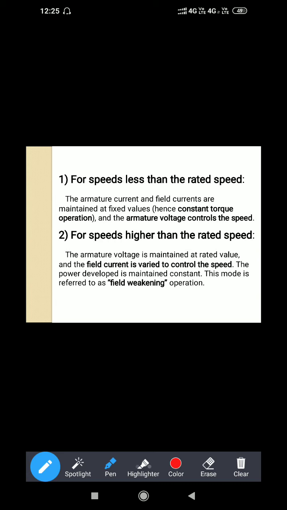Here, first part, that is for speed less than the rated speed, the armature current and the field current are maintained at fixed value, hence the constant torque operation. And also the armature voltage controls the speed. So all we have seen in the characteristics, armature current and field current are kept at constant value, therefore the torque is also constant, and we are increasing the speed by increasing the armature voltage.